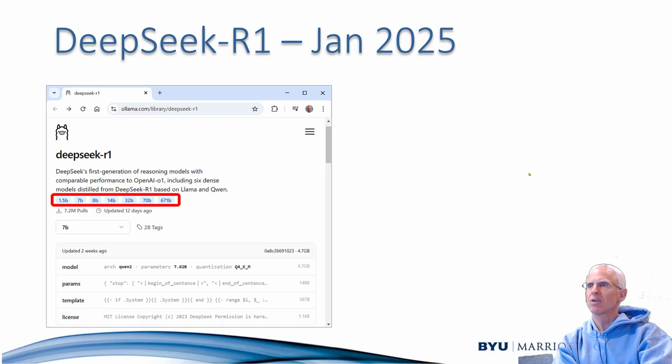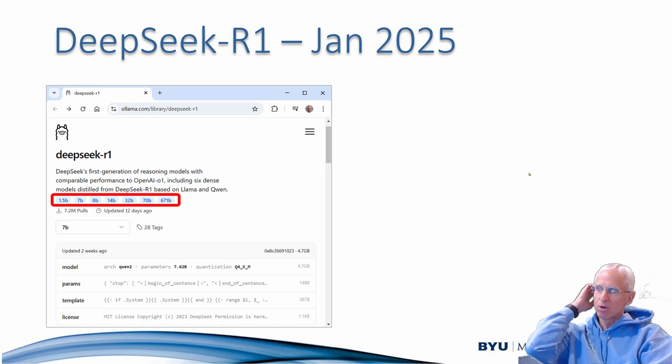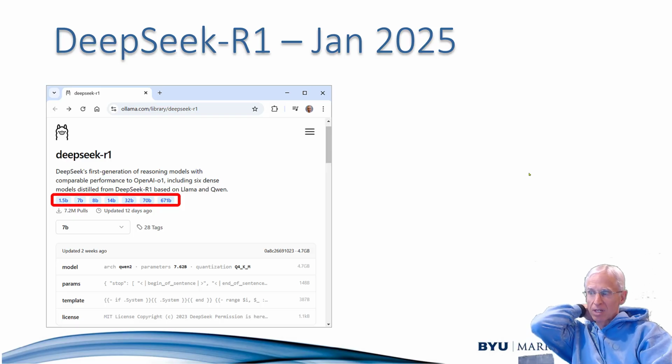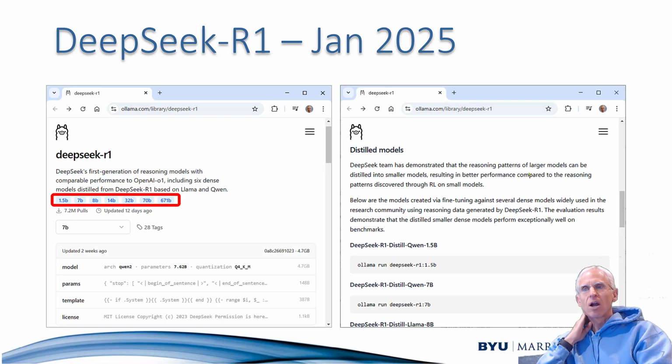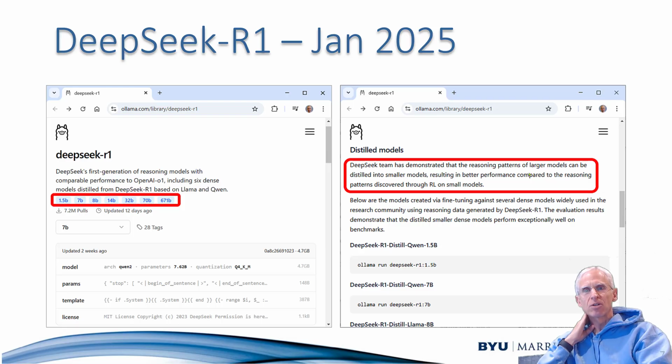DeepSeek comes in a lot of different flavors and varieties: 1.5, 7, 8, 14 billion, all these different sizes. We'll talk later today in Chapter 5 about how we get these smaller models out of the bigger models. They are actually distilled models. The DeepSeek team has demonstrated that the reasoning patterns of larger models can be distilled into smaller models, resulting in better performance compared to reasoning patterns discovered through RL, reinforcement learning, on small models. So holy cow, what a great discovery that is.